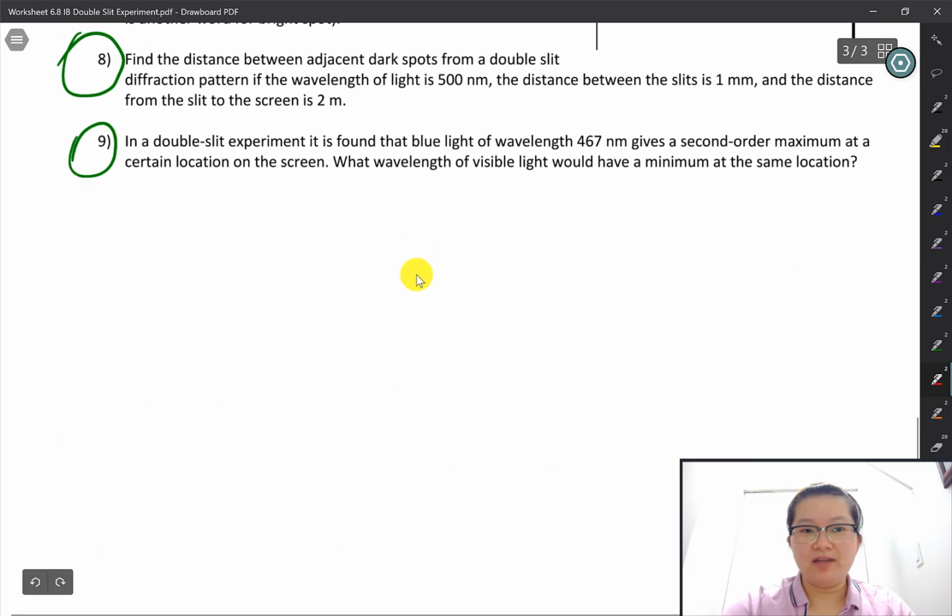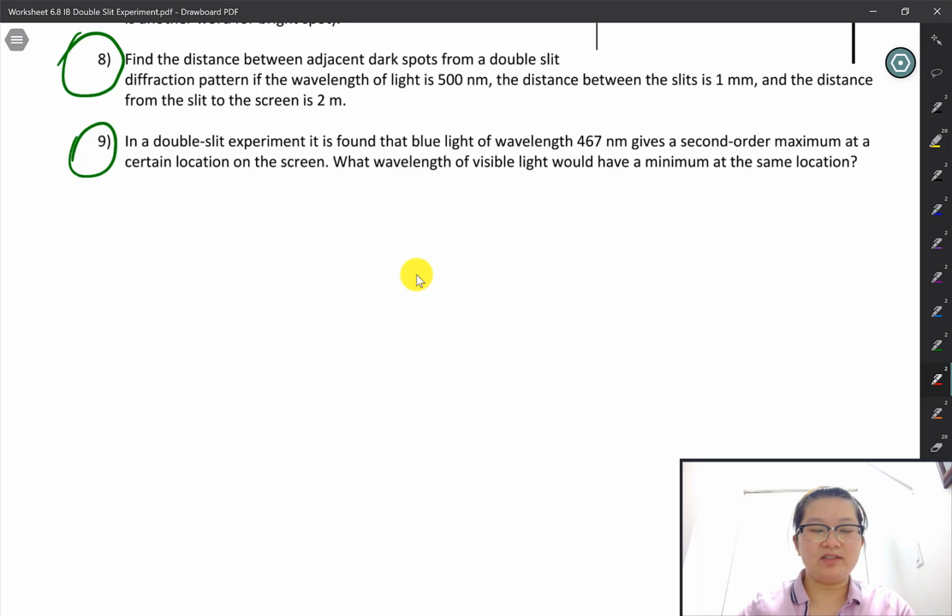Question 8. Find the distance between adjacent dark spots from a double slit diffraction pattern if the wavelength of light is 500 nanometers, that's roughly green light. The distance between the slits is 1 millimeter, and the distance from the slit to the screen is 2 meters.